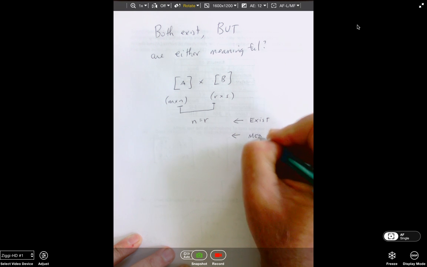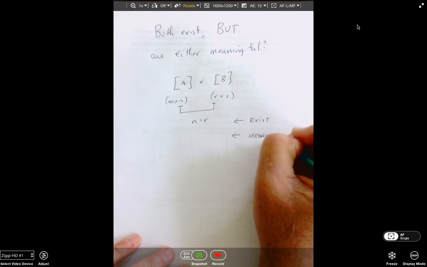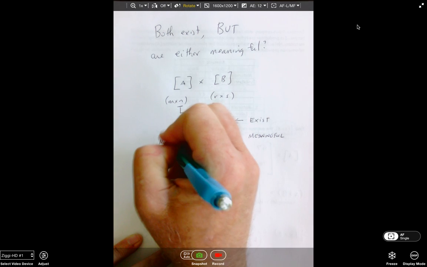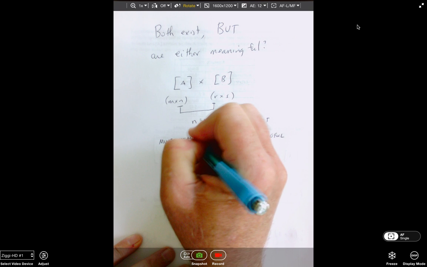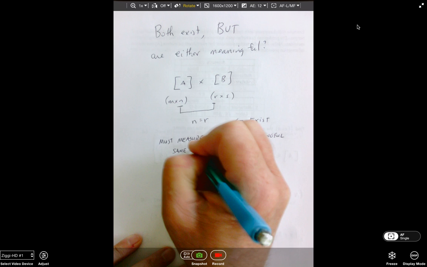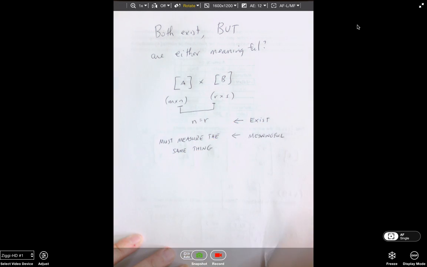But guys, when we get into applications, we need to know, are they meaningful? They must measure the same thing. Okay, now let me tell you what I mean by that. Let's go back here and look at the first situation. Okay, guys, I know this is more complicated. This is the hardest thing that we're going to do in this video.